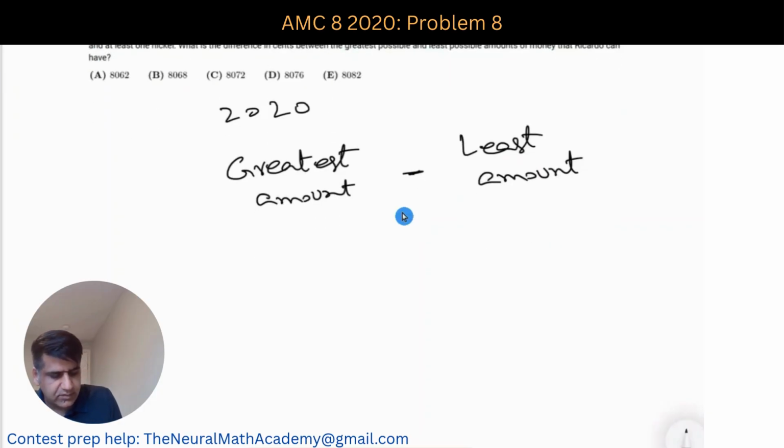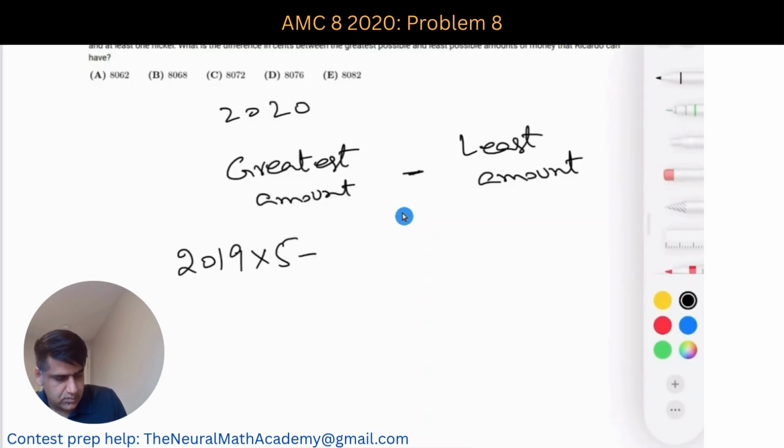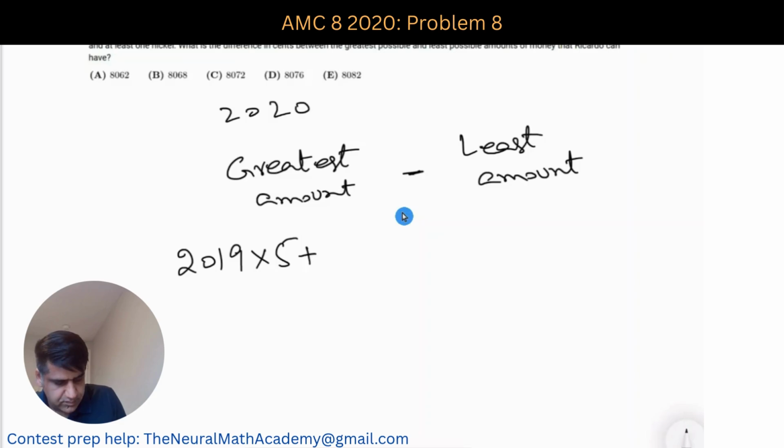So if we see the greatest amount that is possible, that is simply 2019 multiplied by 5, plus 1 multiplied by 1, and minus 2019 multiplied by 1 plus 5 multiplied by 1.